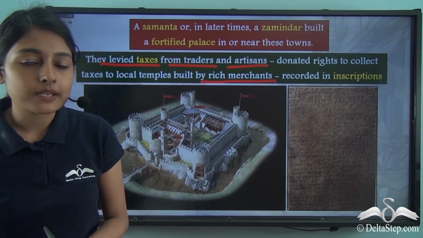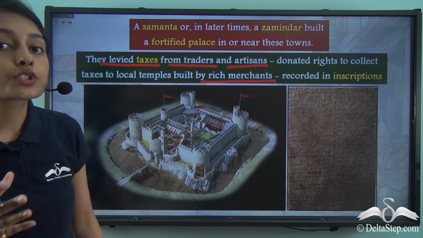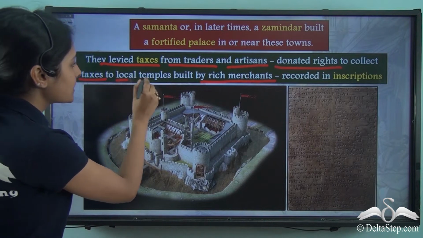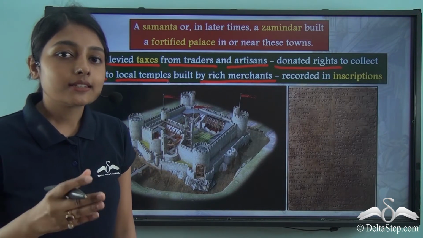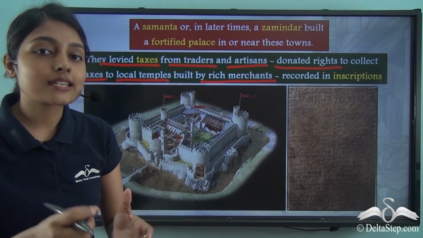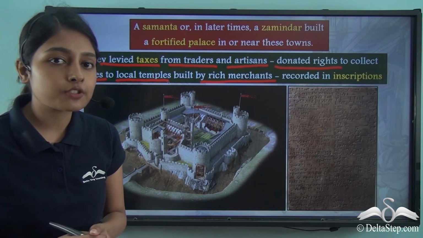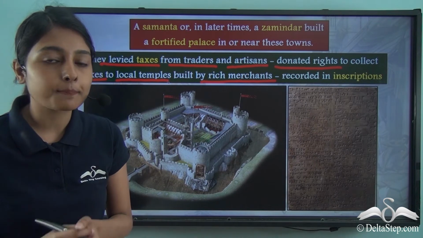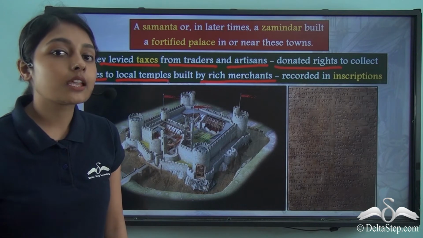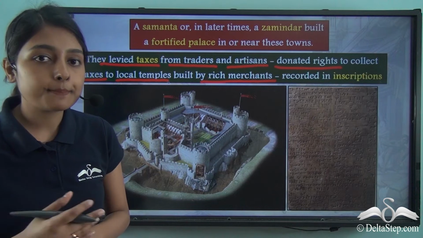economic growth and development. And for this purpose, the samantas or the zamindars now donated rights to collect taxes to local temples. That is to say, these local temples were donated or given the right to collect taxes from people. The local temples already got a huge amount of money in the form of donations from the pilgrims, and along with that they were also given the right to take taxes from people.